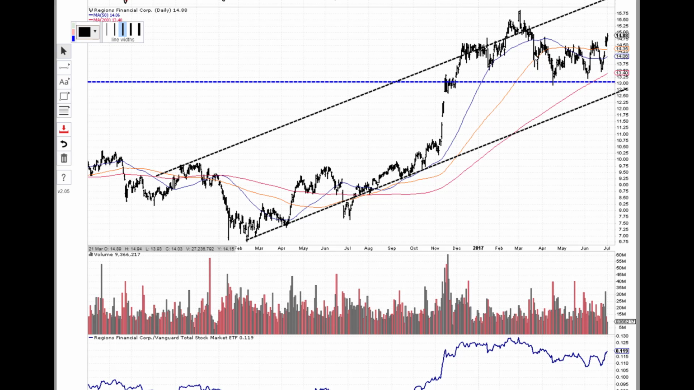The fact that Regions Financial did not break down means that there are some bulls that are eager to absorb anything that weak hands are ready to sell. So let's see, we still have a lot of supply here. We can measure the cause, and that cause would give us a downward price objective, which we have not achieved.